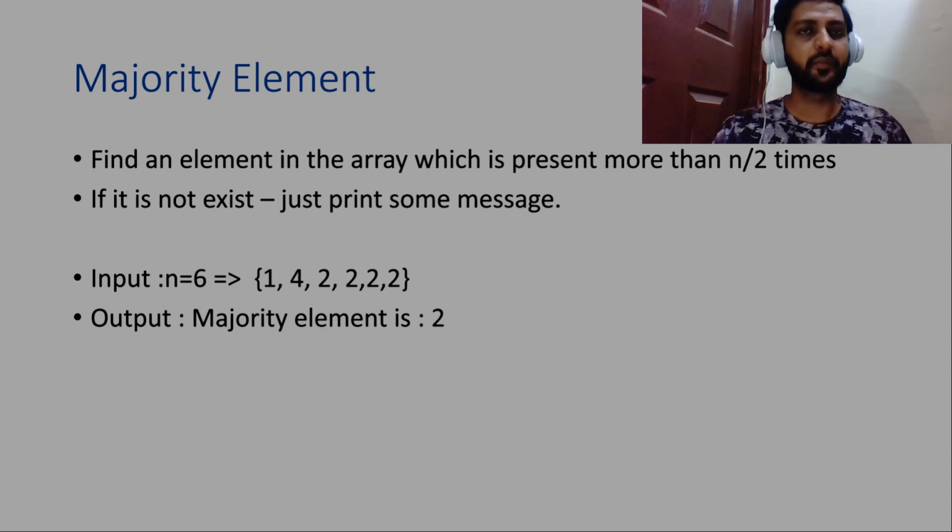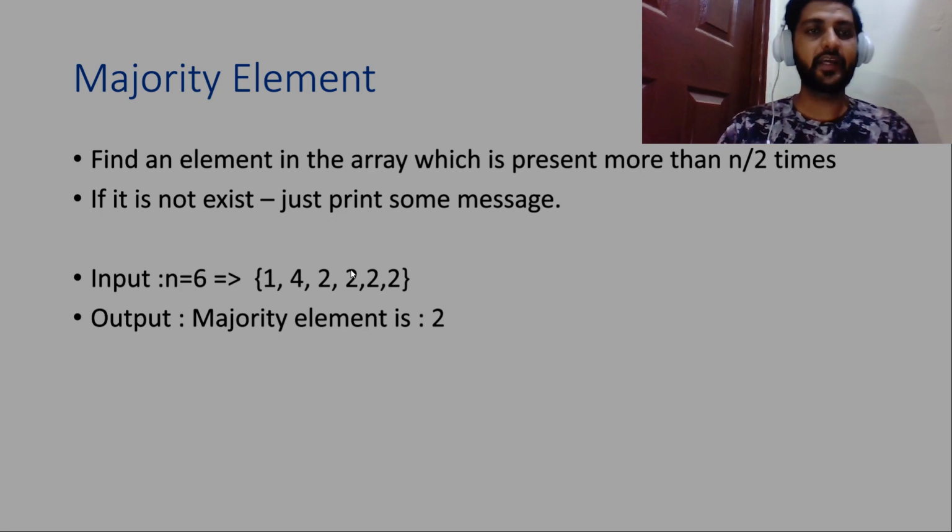So what is this majority element question all about? Here we need to find an element in the array which is present more than n by 2 times. The term majority itself is saying that you need to find the element which is in the majority. We just need to return that element. If that element does not exist, you just need to print some message like we are not able to find the majority element, or the majority element is not present.